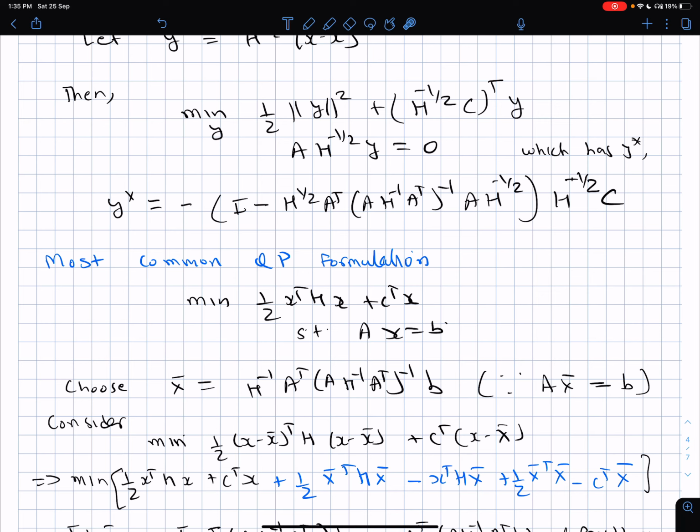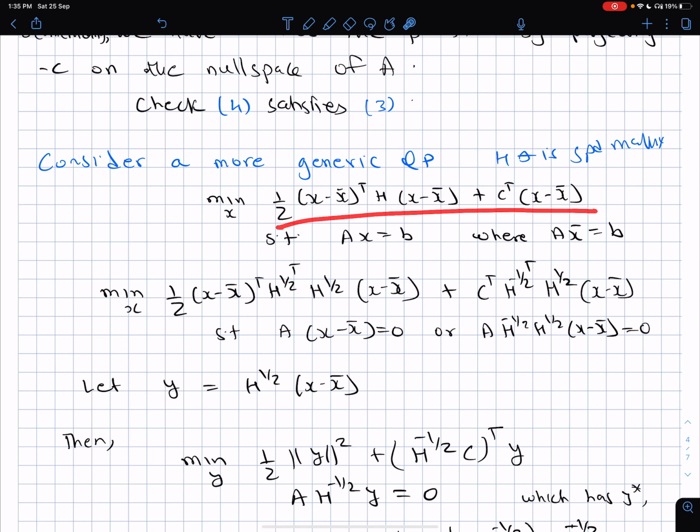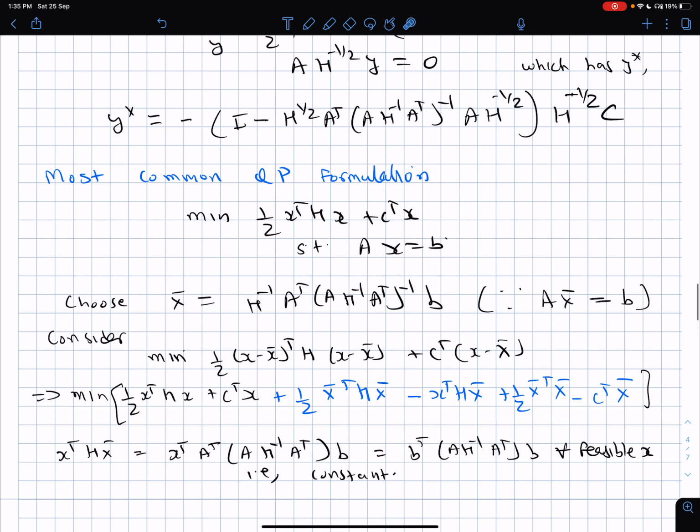This requires some kind of insight or a leap of faith. But I am going to show that this problem can be equivalently brought to this form, which always has a solution because we just solved that. We can bring it to this form by choosing x bar, the solution to A x bar equals b, to be of this particular form. It looks messy, but it's really not that messy.